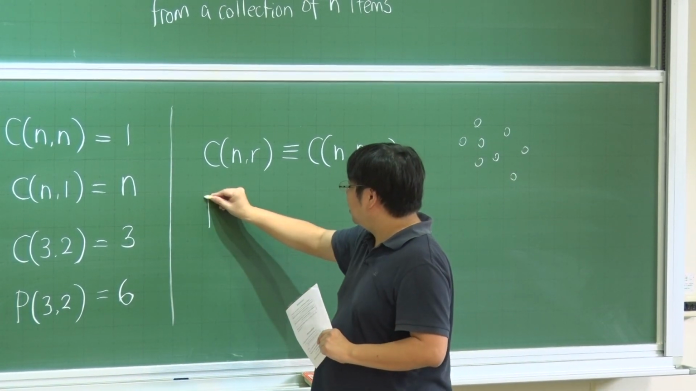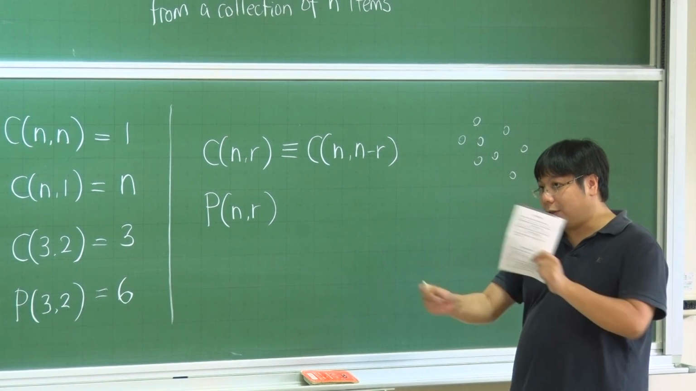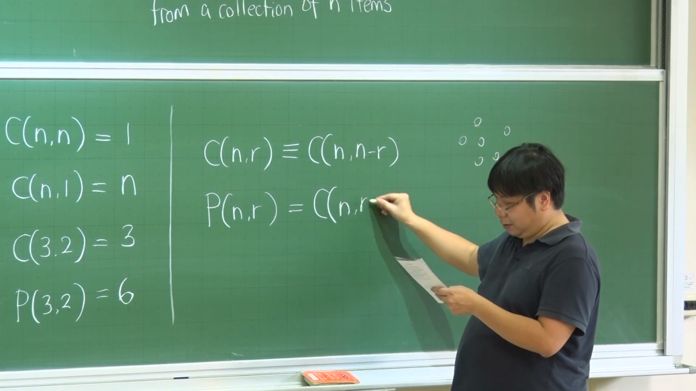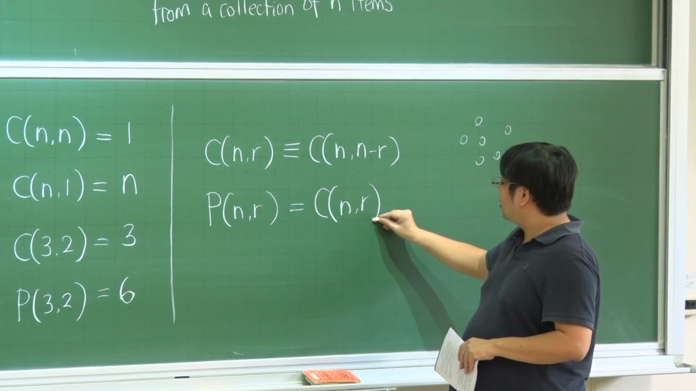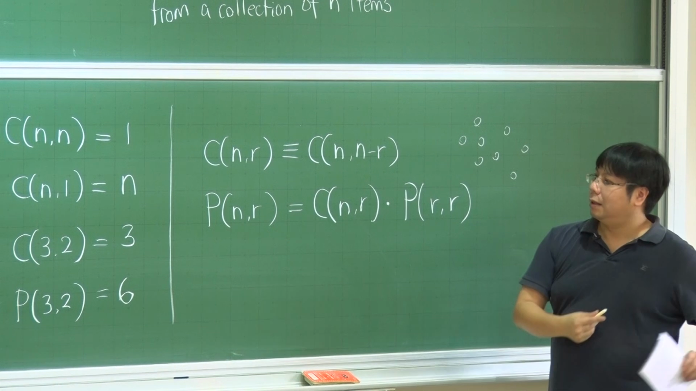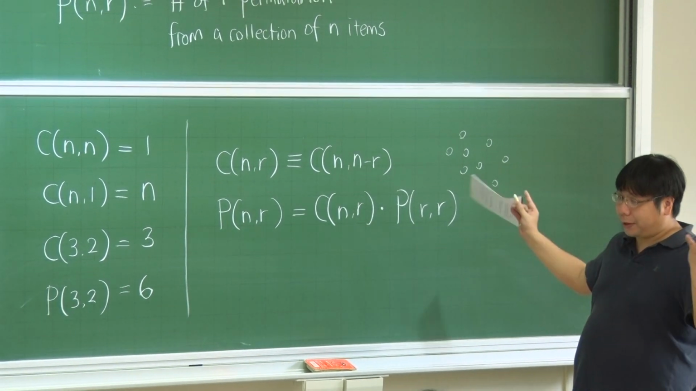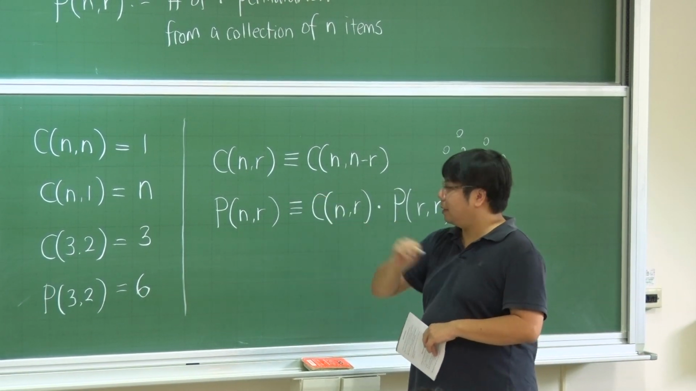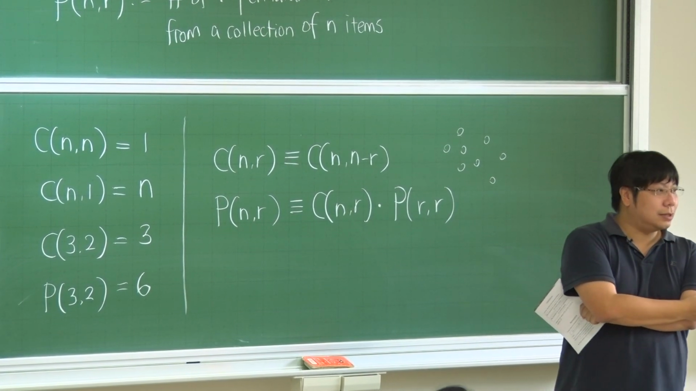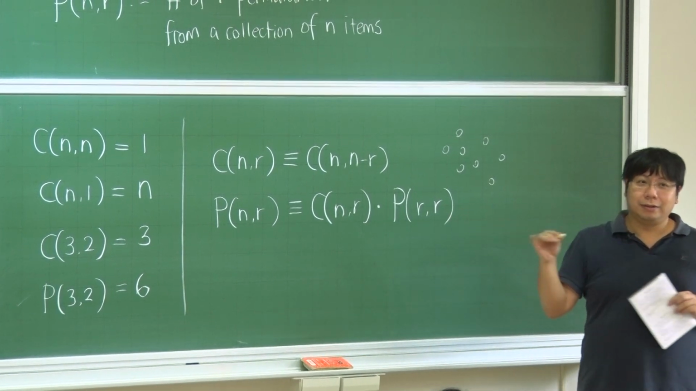How about this one? P(n,r). This is about how many ways to select r things and then arrange them. I'm claiming that this is equal to C(n,r) times P(r,r). I don't have any formula for anything yet, but I'm claiming they're always equal. P(n,r): you select r things and then you arrange them. It must be equal to C(n,r) times P(r,r). Why?